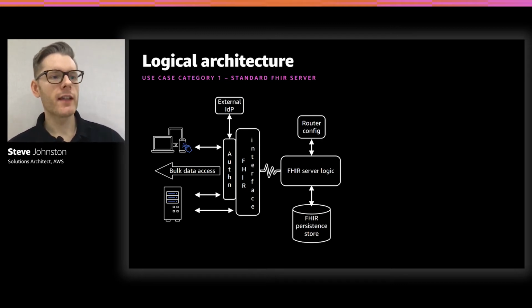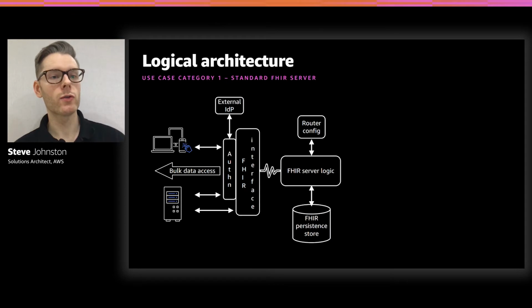On this diagram, on the left-hand side, you can see that there are FHIR clients interacting with the FHIR API. And these could be web, or these could be mobile, or maybe even another system. The first interaction is to authenticate, which can also be federated to an external IDP if needed. When authenticated, the next is the FHIR interface, which passes the payload through to the FHIR server logic. The server logic will perform validation, and it will dictate what happens with that payload. And the configuration for that is stored in the router config, which will include whether to store the FHIR payload in the persistent store or whether to route that request elsewhere.